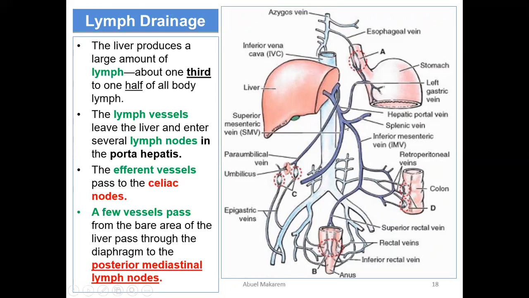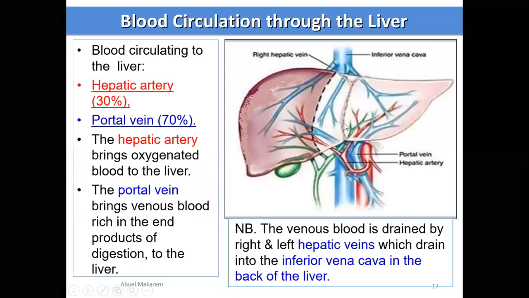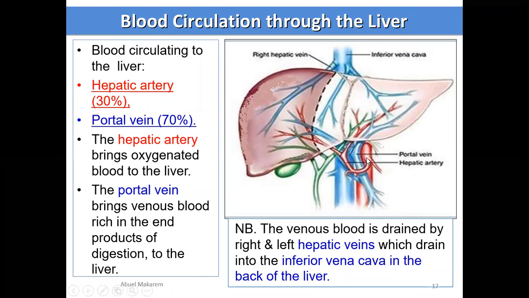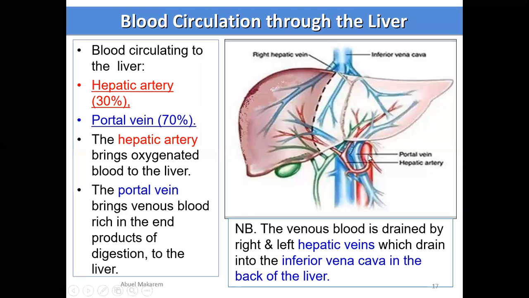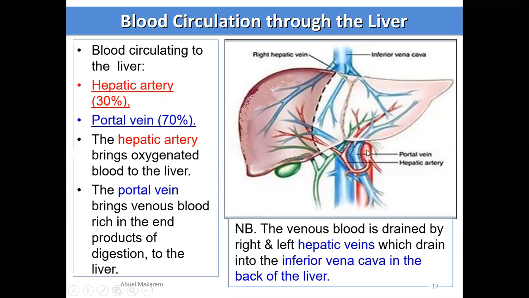Celiac group, there is the celiac artery. So somewhere here, see, this is the celiac artery. So the porta hepatis will be here. There is a group of lymph nodes here where they will drain initially. Then finally they drain around the celiac artery, that is called the celiac group of lymph nodes.